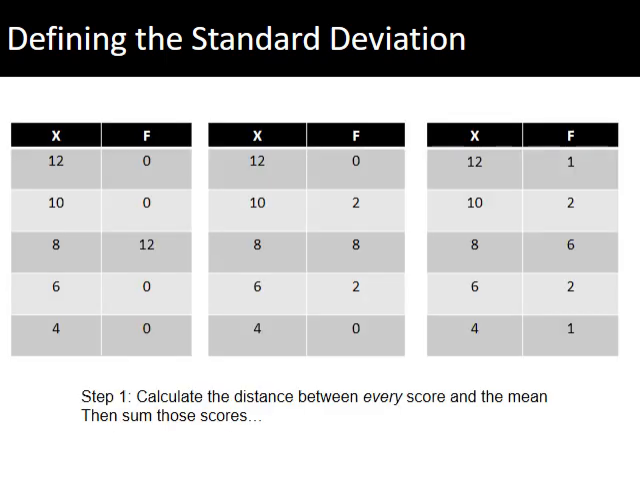So here again are 3 distributions. We're going to calculate the distance between every score and the mean, and then sum those scores. What you might want to do at this point is pause this slide and then execute step 1, which is to calculate the distance between every score and the mean for each of these 3 distributions separately. Okay, then sum the scores that are left over, the deviations.